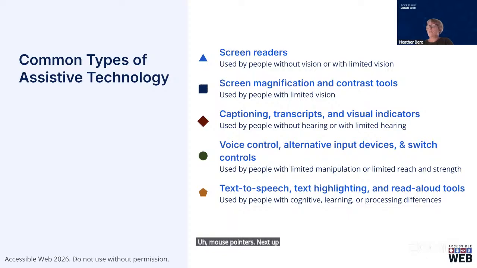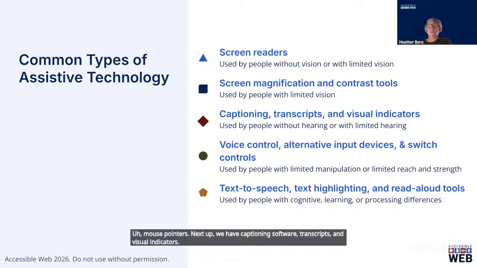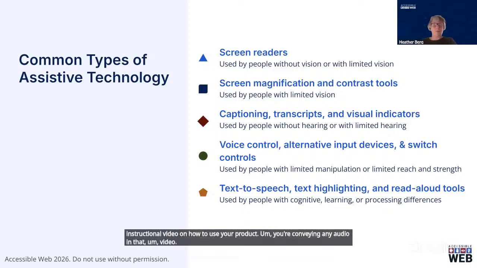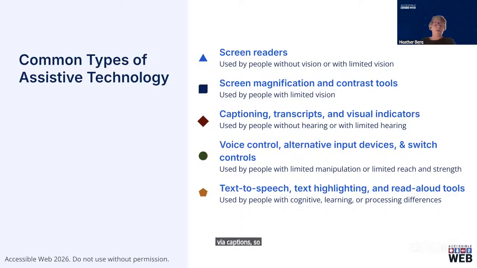Next up, we have captioning software, transcripts, and visual indicators. These types of tech are typically used by people without hearing or with limited hearing. And an example here might be if you have an instructional video on how to use your product, you're conveying any audio in that video via captions so that someone who can't hear them is now able to read them, or to read them through electronic braille as well.